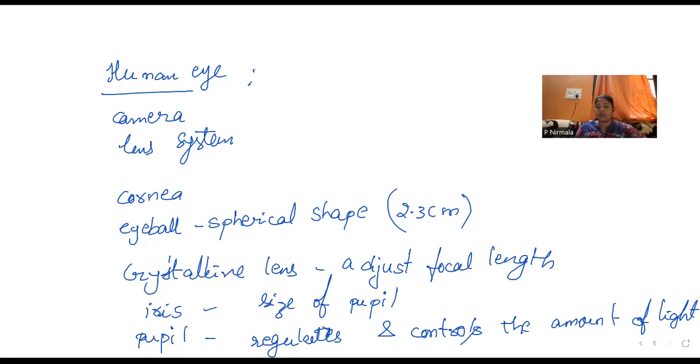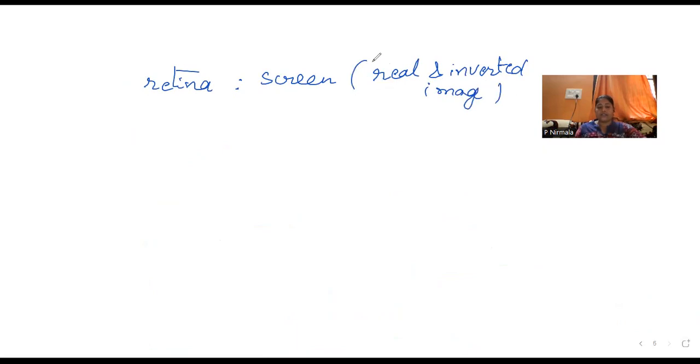Then it passes through. And where is the image forming? The image is forming on the retina. The retina behaves like a screen. So on the screen, what is forming? A real and inverted image. And this image is taken by the optical nerves to the brain as electrical signals. The optical nerves take these signals into the brain, and the brain identifies what that object is. So this much process is happening behind.